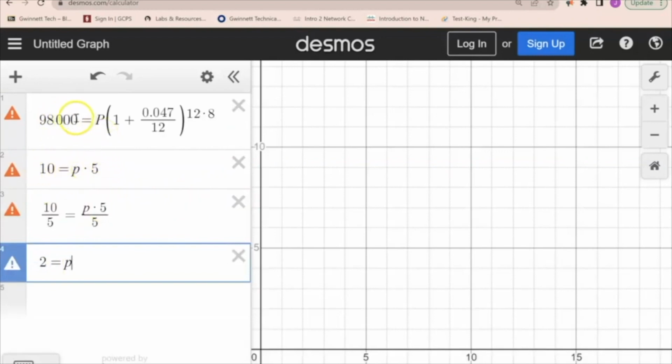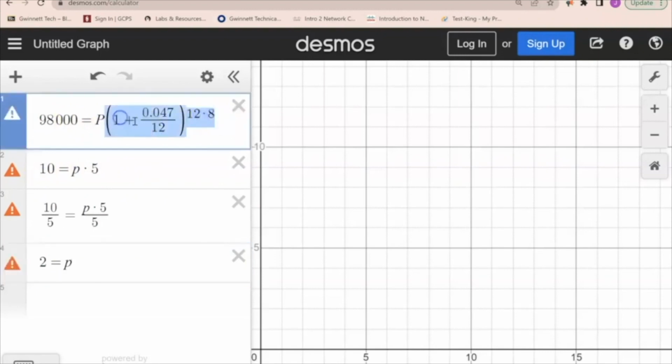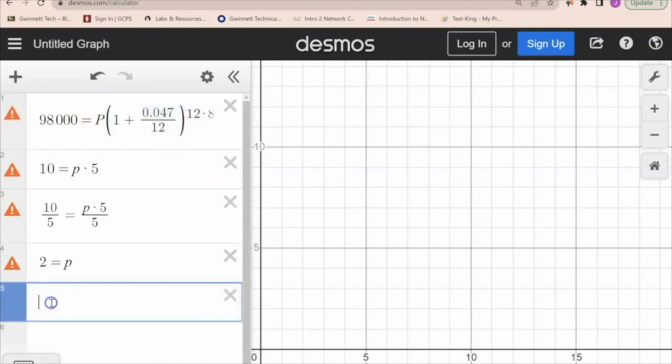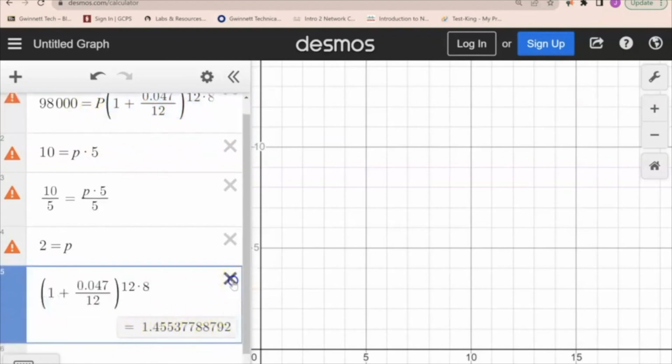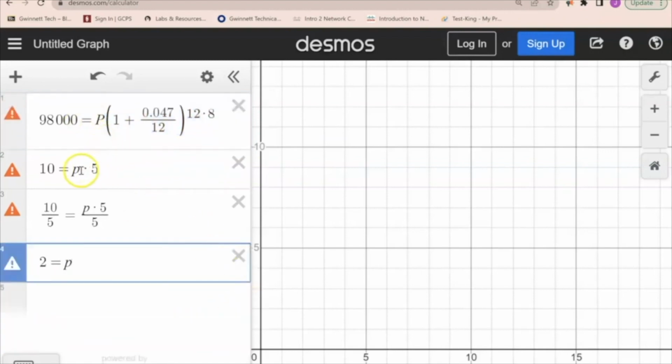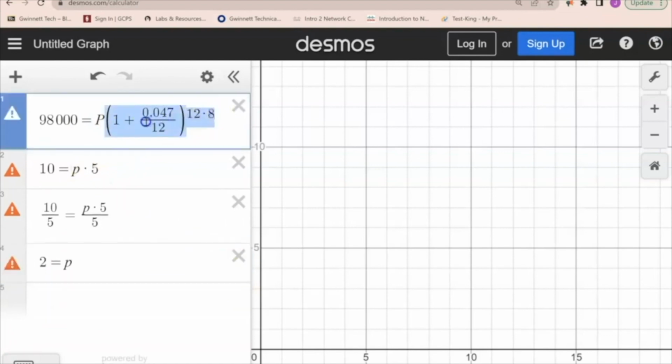Well, look at it here. This is your 10, and all of this is just a number. It's, say, the number 5. So what you need to do, you need to divide both sides by this number. And I'll prove to you that it's just a number. So I'll put it right here real quick. You see, it's a number, right? So it's just like this number 5. So you would divide both sides by p.